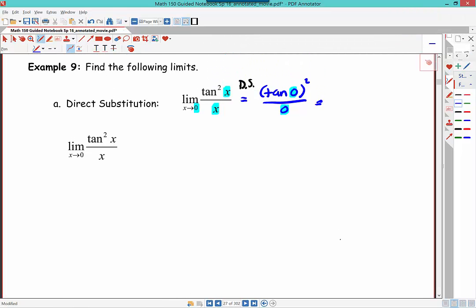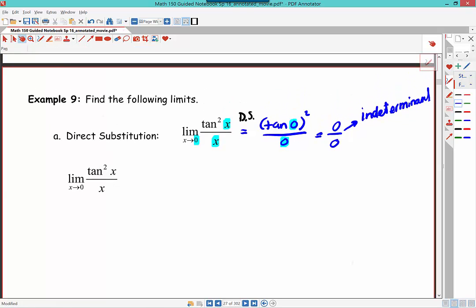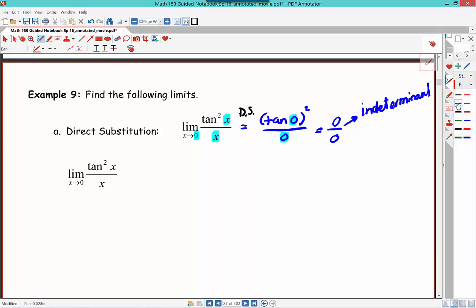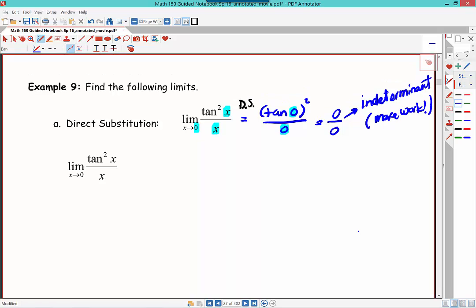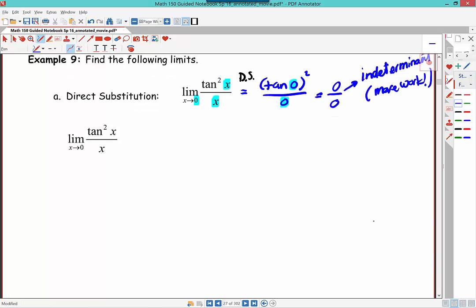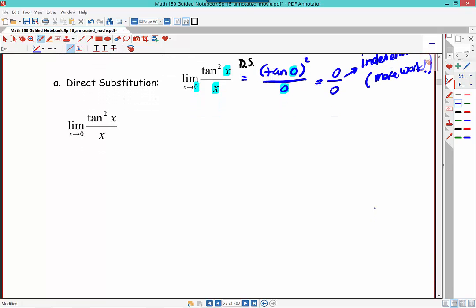Okay, tangent 0 is 0, so we'd get 0 squared, which is 0 over 0, and that means indeterminate, more work, right? Okay, so let's do it. Well, we don't have a whole lot of algebra we can use at this point, but we do have trig, right?